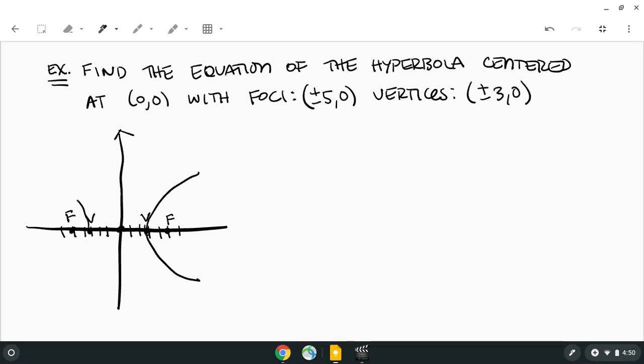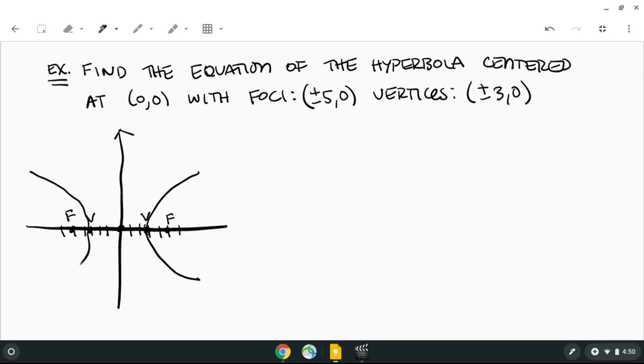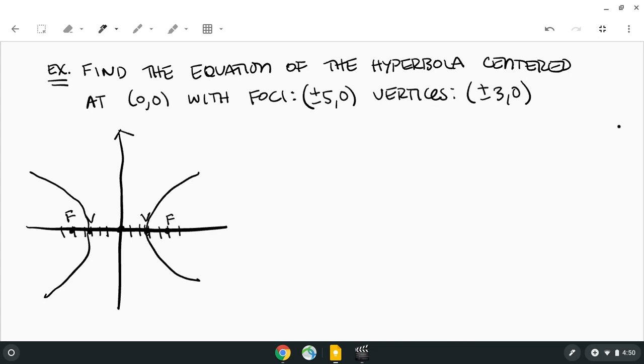So I know it's doing that, right? And knowing that, I already know which of the two equations I'm going to use, because we have two of them. One where the x squared is first and positive, and the other one where the y squared is first and positive, right? So because it's opening horizontally, that tells me I'm going to be using this one, right?